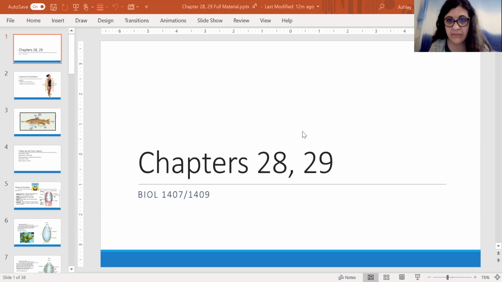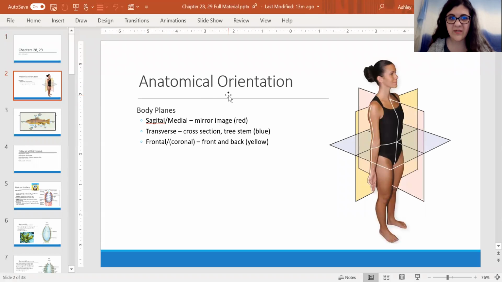I can see it. So looking at our newest lab chapters, chapters 28 and 29, we get to look at our animals, which is really fun. The first thing to understand about animals is how you define the different parts as you're looking through the specimen. We want to be able to look at the different regions. So that's where we start here, the anatomical orientation, looking at 3 body planes, color-coded for you.